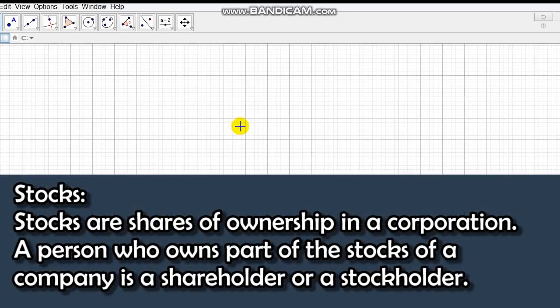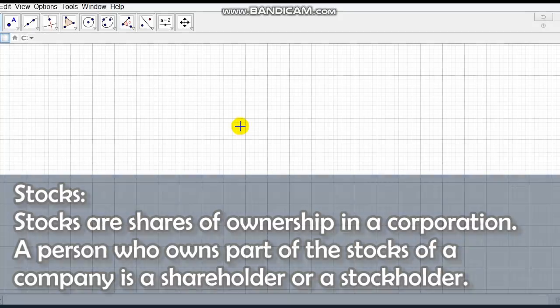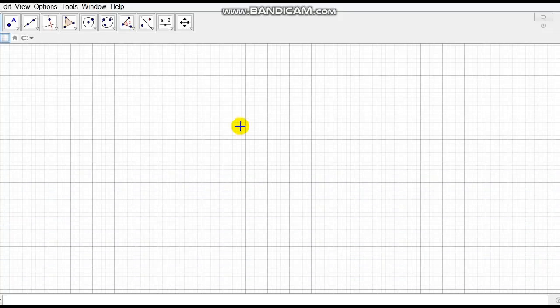So stocks are shares of ownership in a corporation. A person who owns part of the stocks of a company is a shareholder or a stockholder. So this means that if you buy stocks from a company, you are part owner of that company. There are two ways we earn money through stocks. The first is by capital or price appreciation, and the second is by dividends.